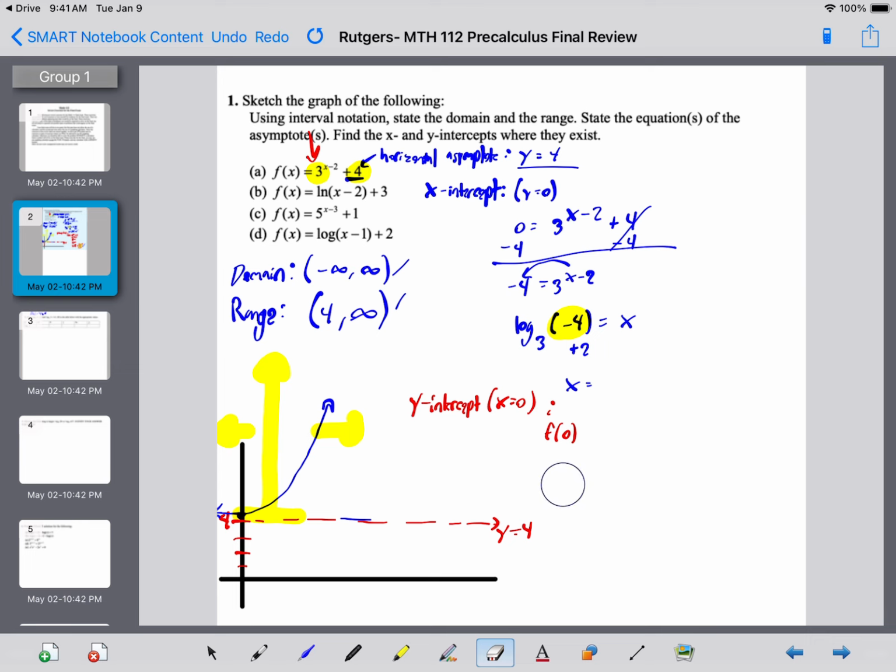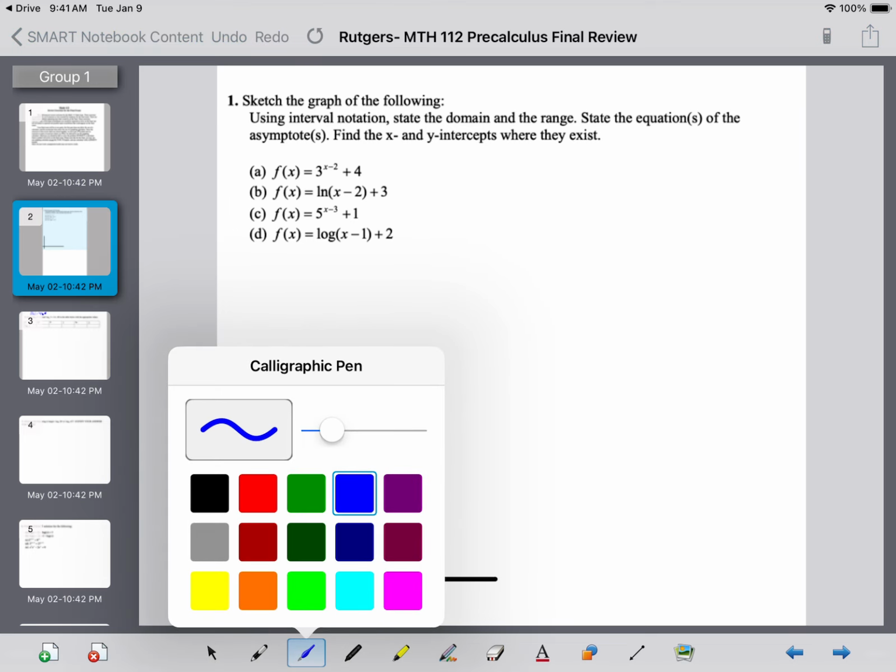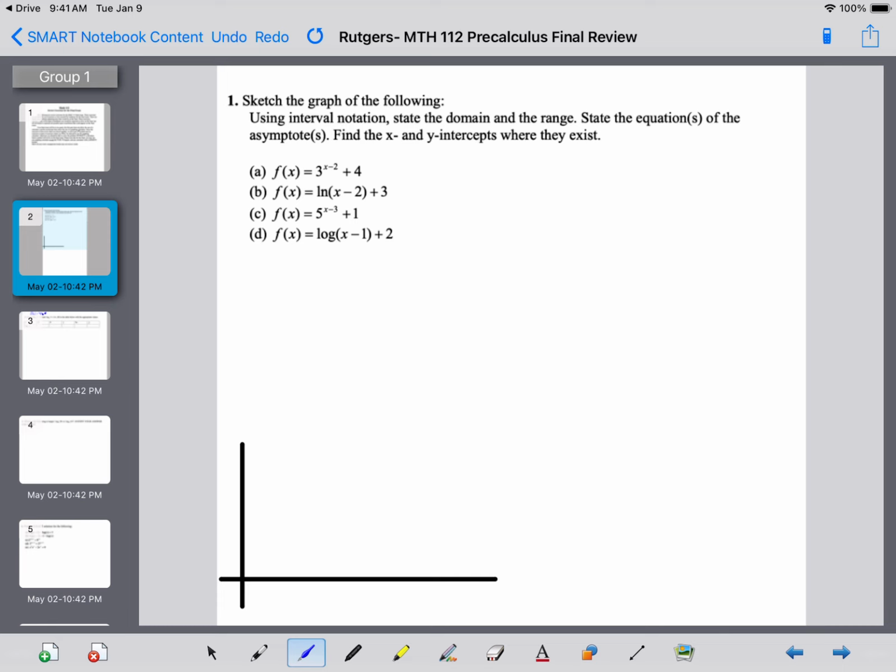Now let's do question B. Question B says f of x equals ln of x minus 2, plus 3. This is your natural logarithm. Logarithms are the inverse of exponentials. So where exponentials have a horizontal asymptote, logarithms have a vertical asymptote. And the way we solve that is we set our argument greater than 0.